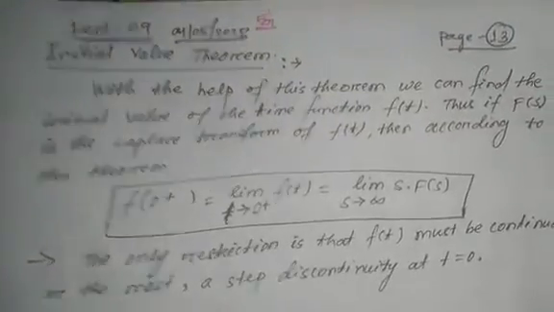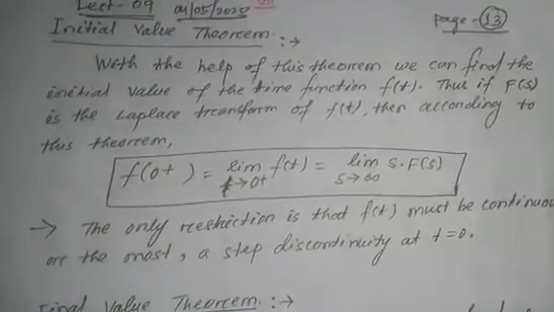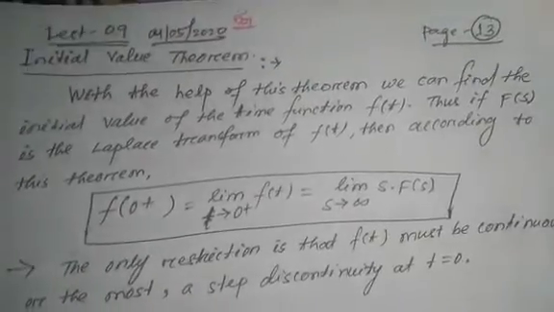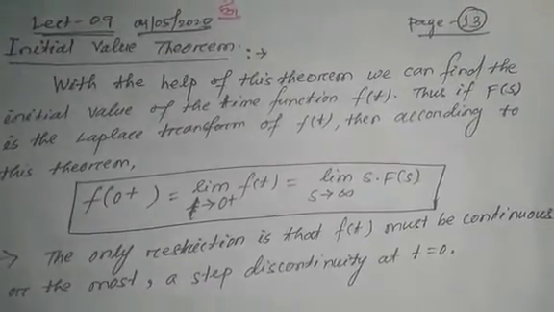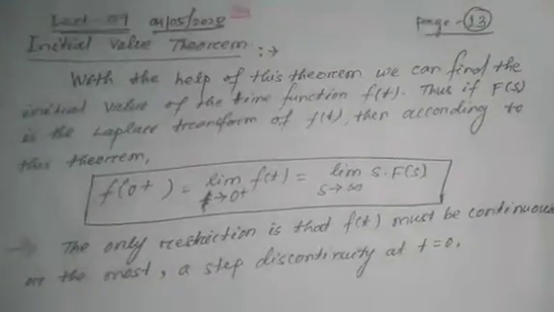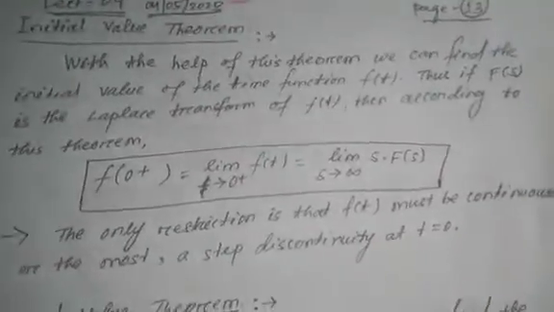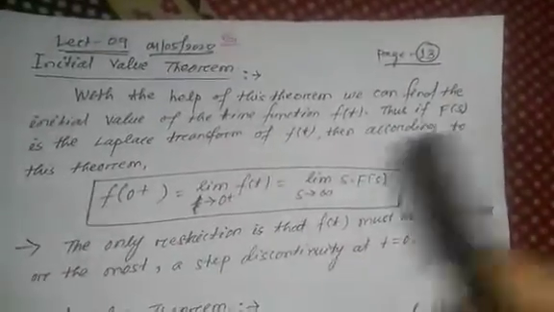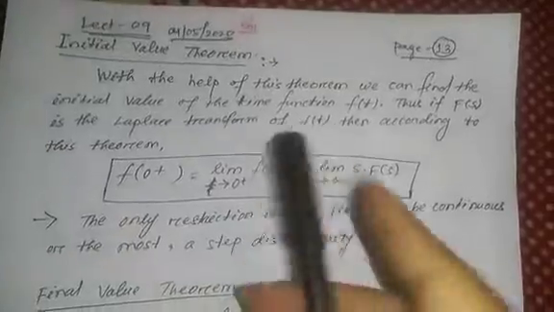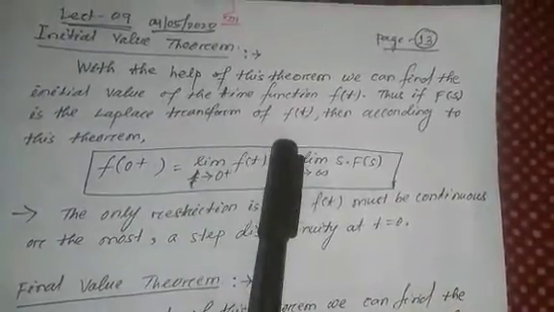Discuss pole zero concept and frequency response. You see first, the initial value theorem. With the help of this theorem, we can find the initial value of the time function f of t. Here F of s is the Laplace transform of f of t.